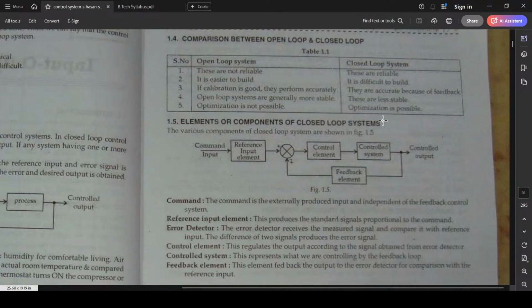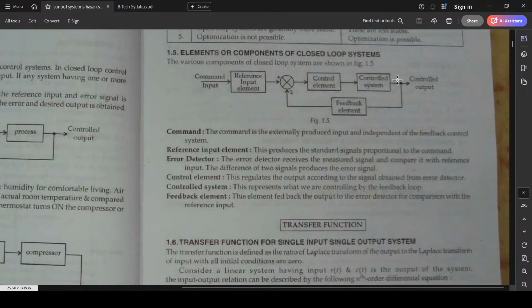Elements or components. The whole system can be divided into some parts: reference input element, then the comparator, control element, control system, and then output. Before the output, there's a feedback element. You have to check the direction. The feedback is always from the output to the comparator. There's a command. Command is the input, the reference input element.